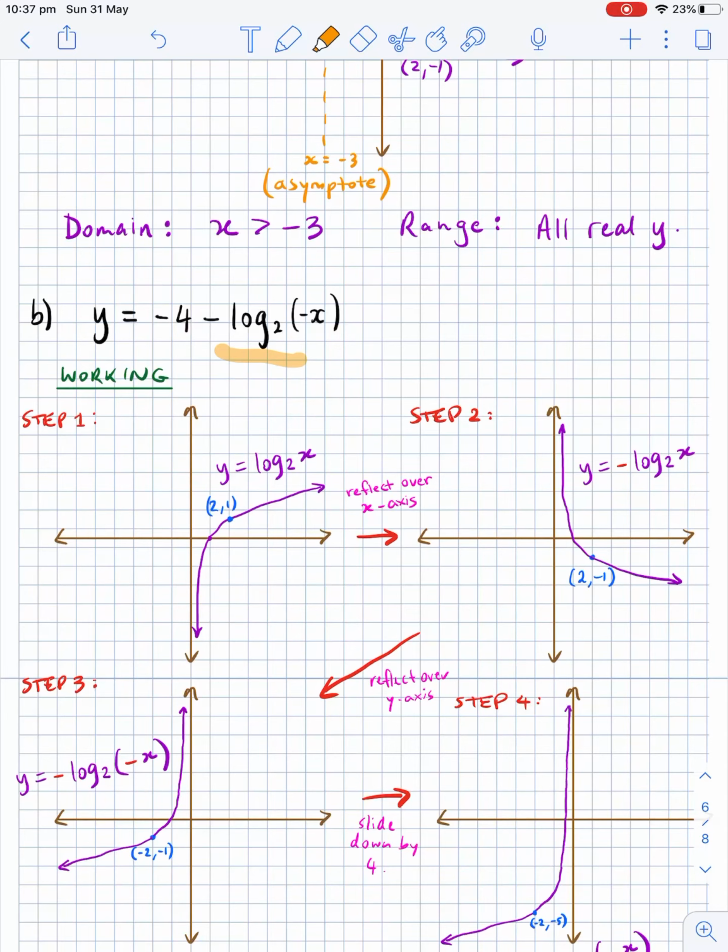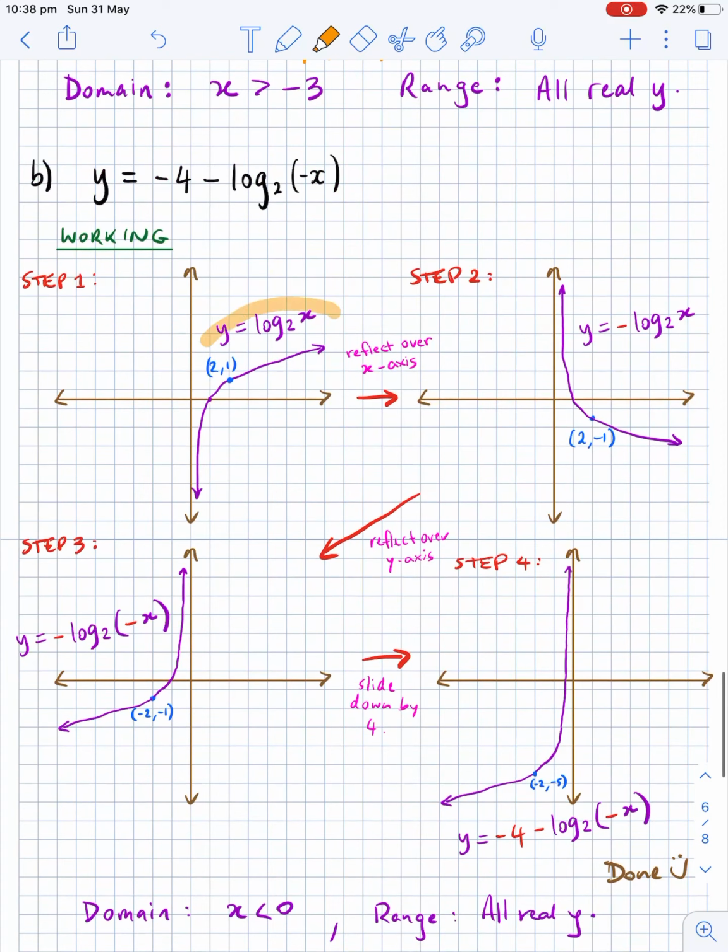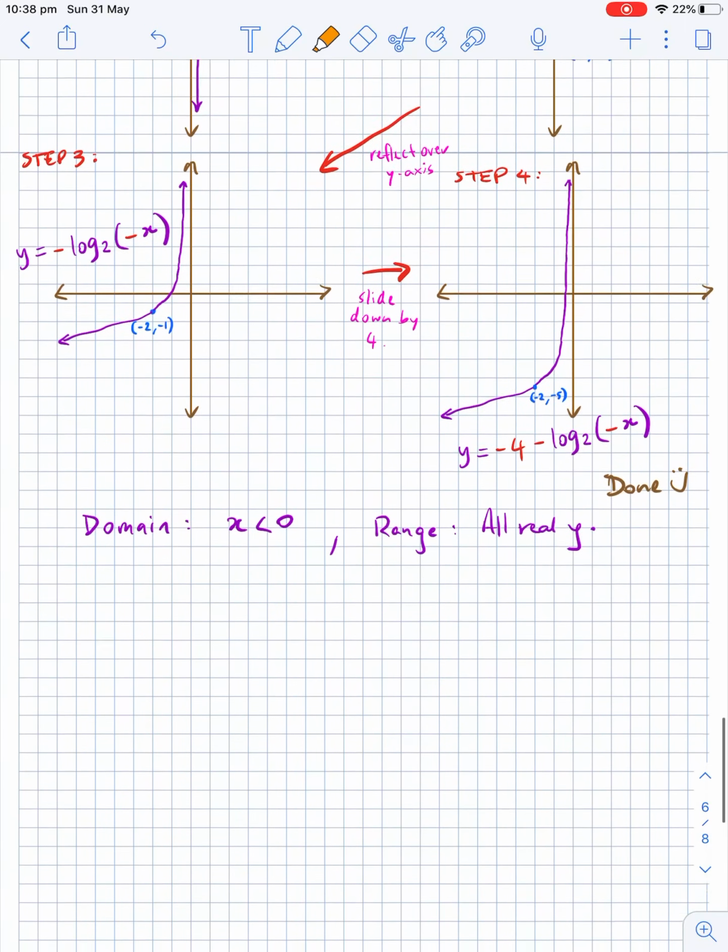So start with your basic log base 2 function, so y equals log base 2 to the x. Start off nice and simple with that. Next up, let's reflect over the x-axis, doing this one here, this negative. So then it looks like something like this. Remember that part there just goes underneath there, and this goes all the way up.